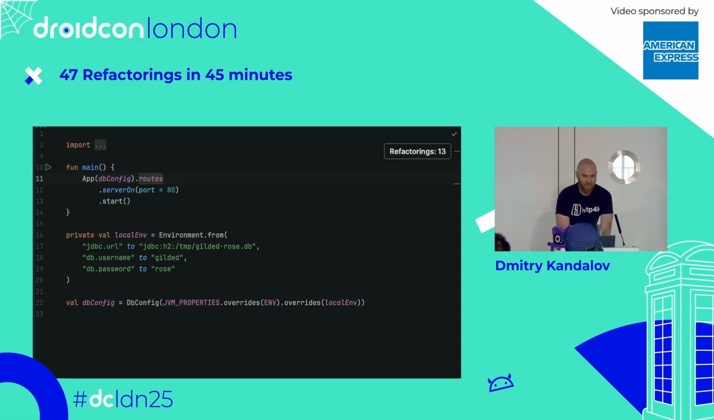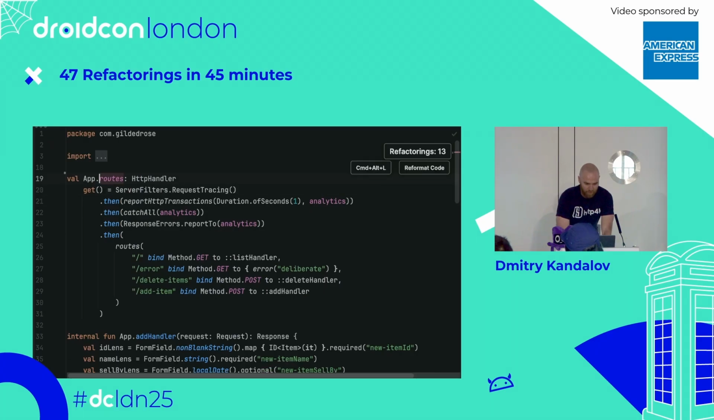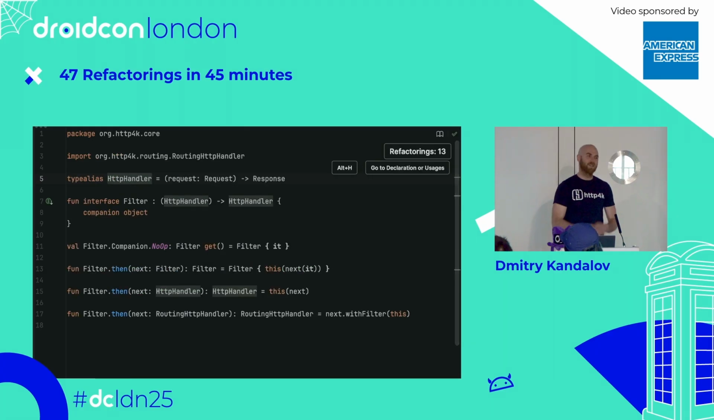And let's look at the roots. If I go to definition of roots, this is kind of interesting because, I'll format again. This is interesting because it's a property defined as an extension on the app class, which is kind of clever, and it implements a type of HTTP handler. So HTTP handler, it's from the HTTP library, and it's a function that takes an immutable request and returns an immutable response, and there is also a filter function, which just takes a handler and returns a handler. And now you know HTTP4K.